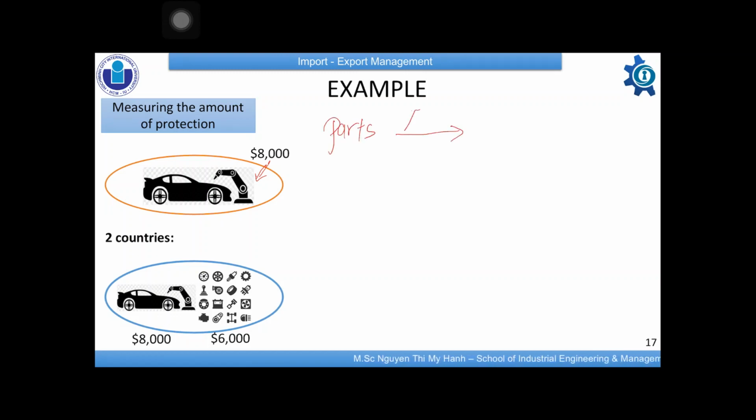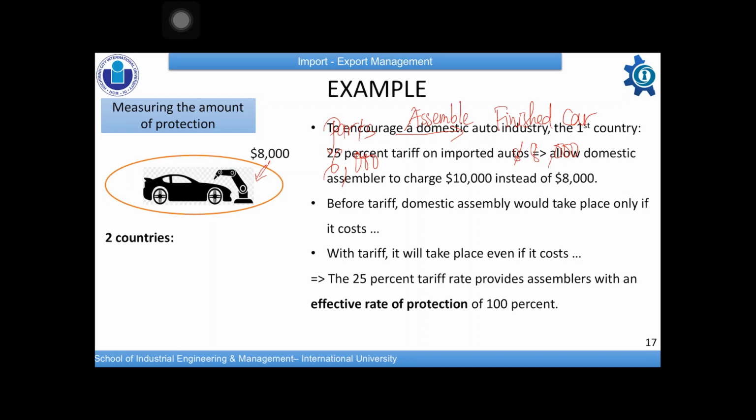They will assemble to become a finished car. So in the first case, the parts cost $6,000 and the finished car is $8,000. So the first country, they want to encourage the domestic auto industry. They put 25% tariff on the imported cars.